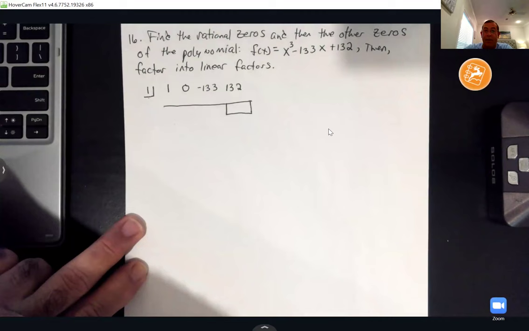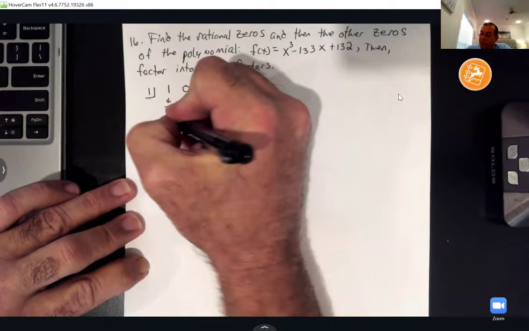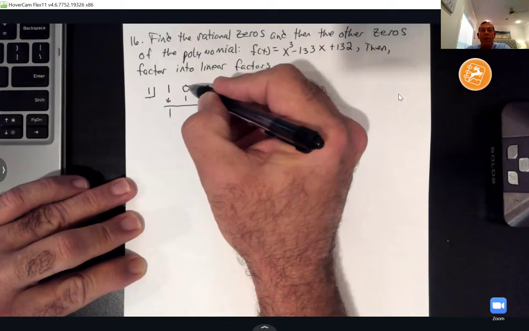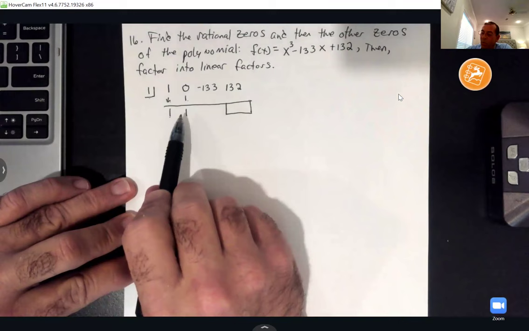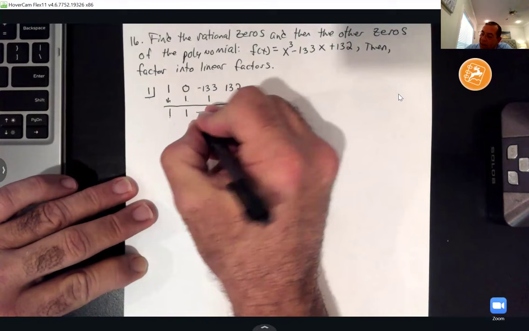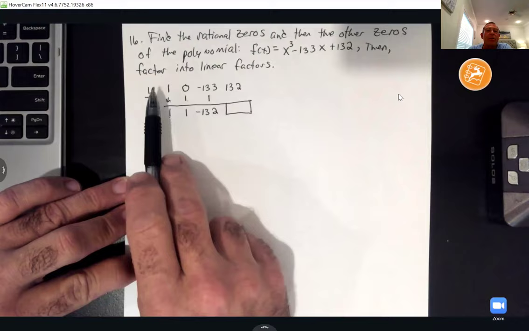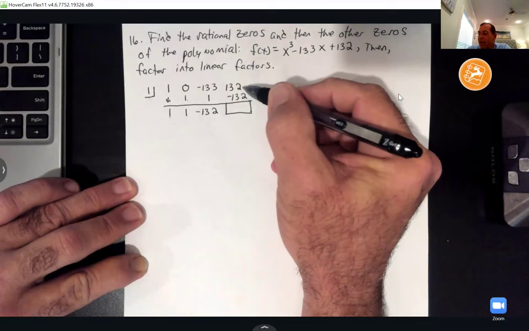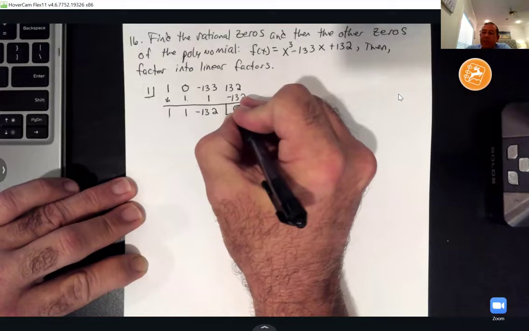All right, y'all, so here we go. We're going to bring down the one. One times one is one. Zero plus one is one. One times one is one. Negative 133 and 1 give me a negative 132. And then negative 132 times 1 gives me a negative 132. And y'all, 132 minus 132 gives us a zero remainder. So let's see what we got.